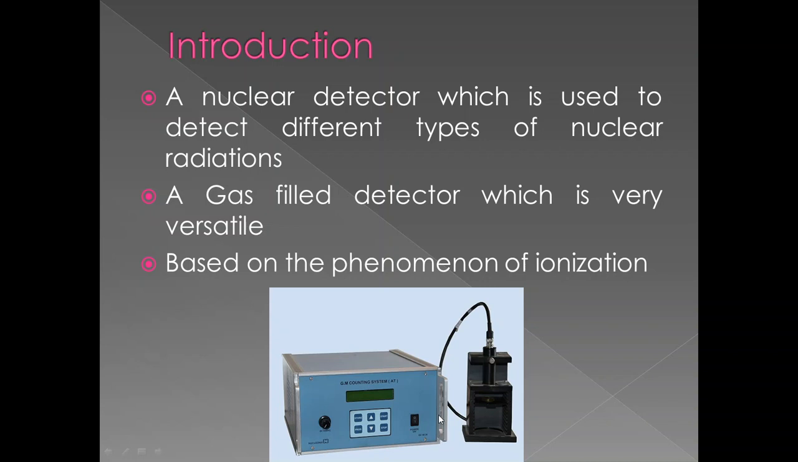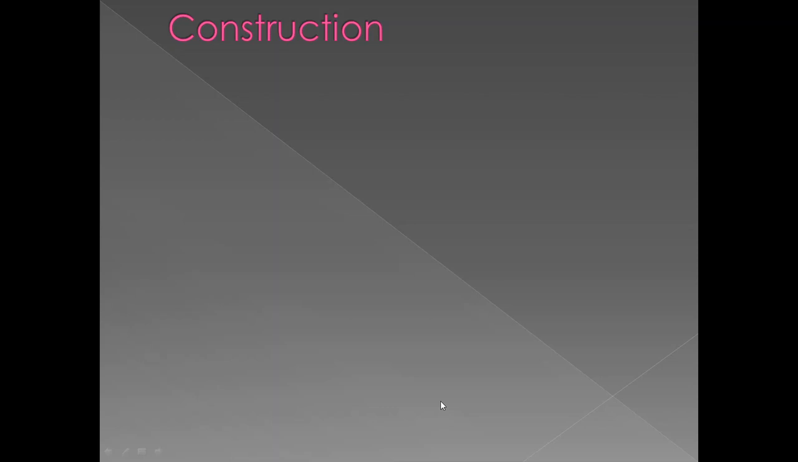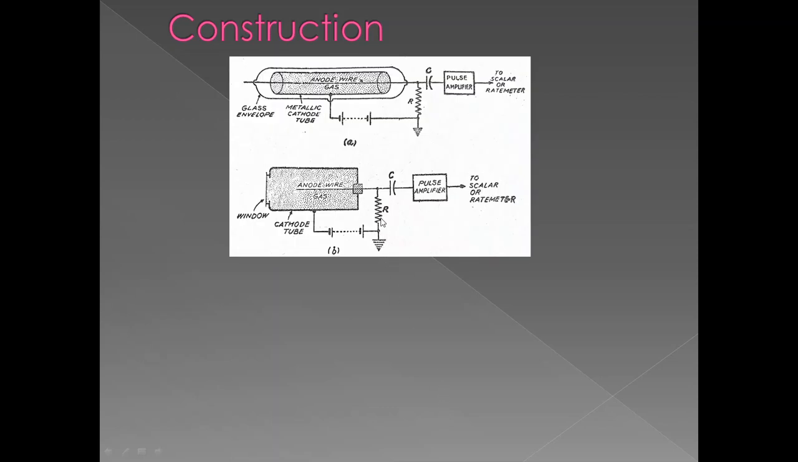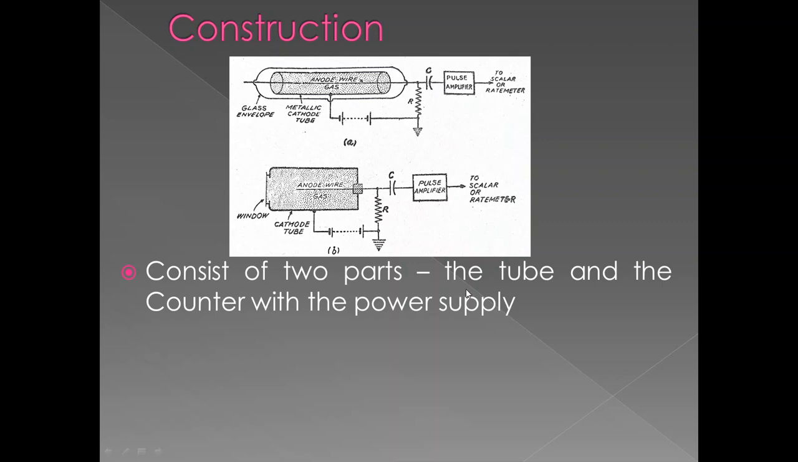So let's look into the construction of a Geiger-Müller counter. These are two kinds of Geiger-Müller counters. As I told you, it consists of two parts: the tube, this is one design and this is another design, and the counter with the power supply. Counter means the electronic circuitry used to count the pulses produced by the tube. As a whole, the counter and the tube together are called the Geiger-Müller counter.